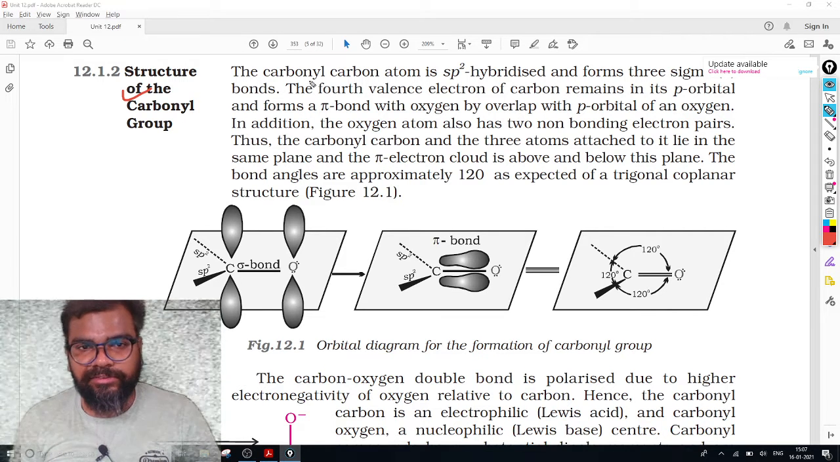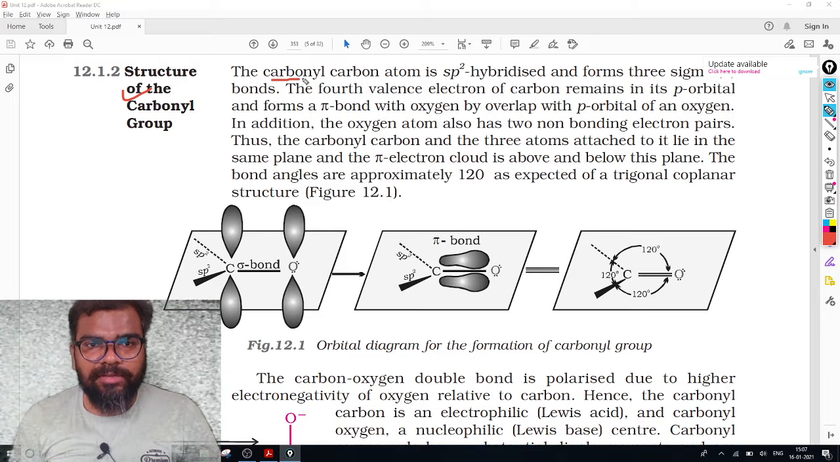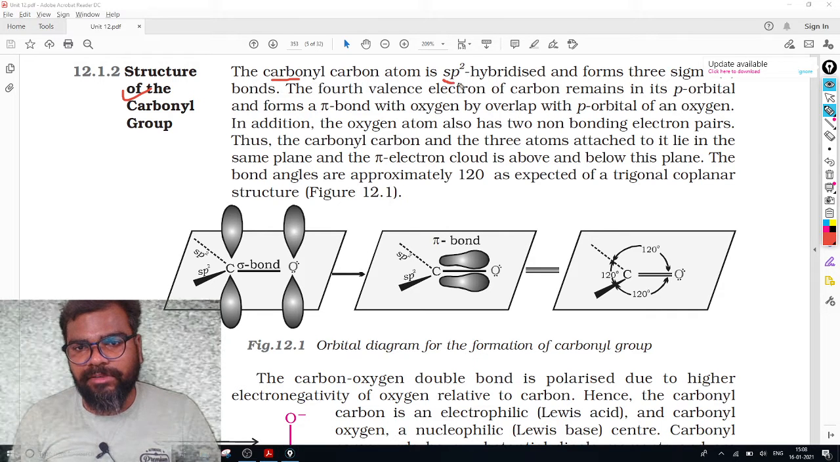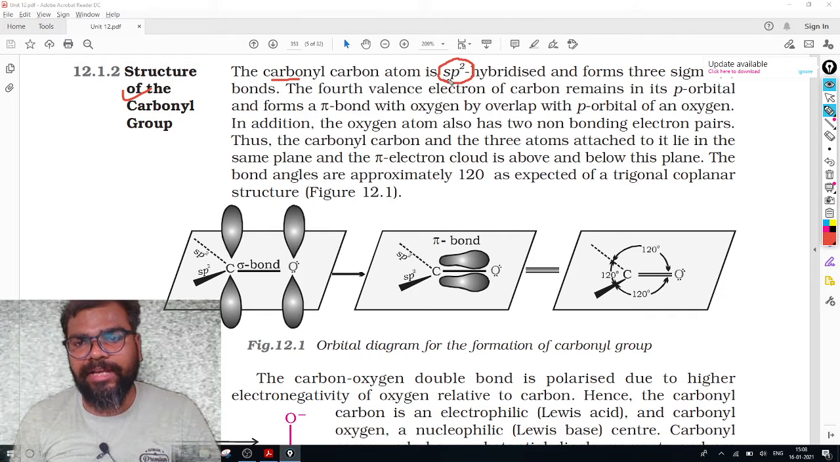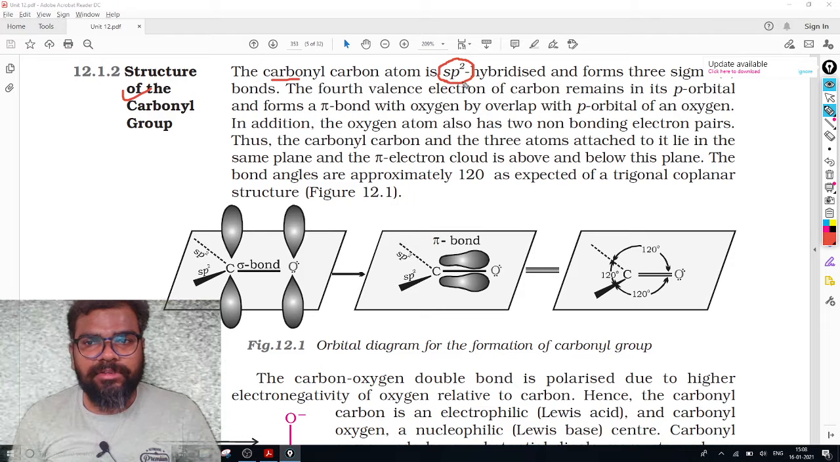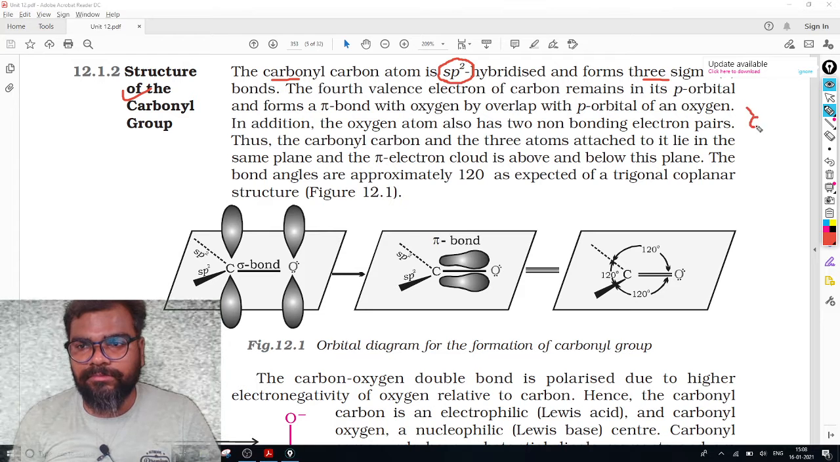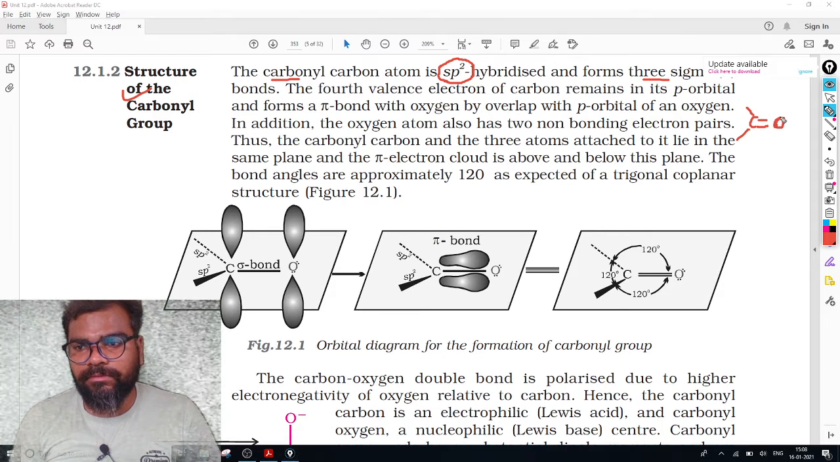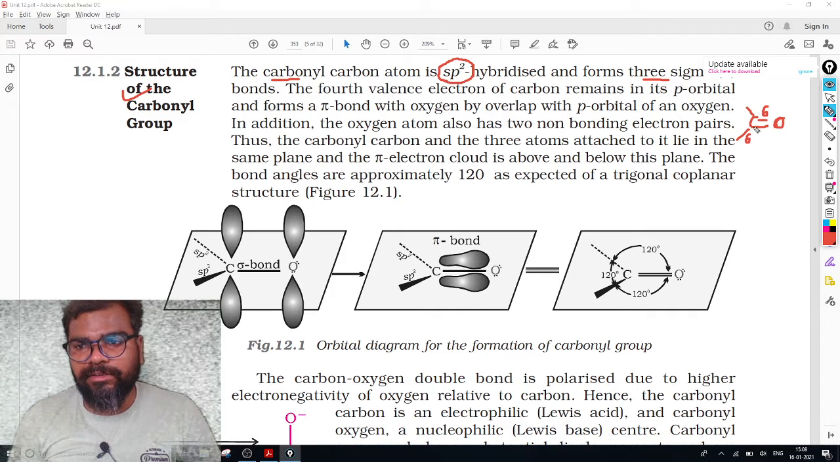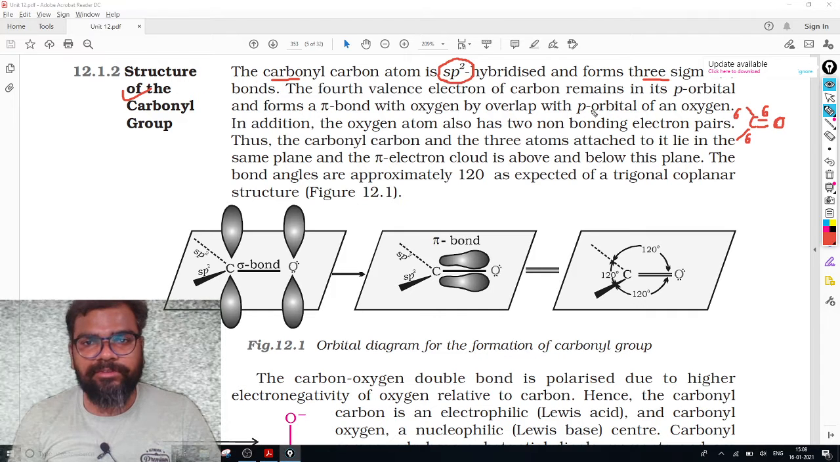First of all, the carbonyl carbon atom is an sp2 hybridized atom and possesses three sigma bonds. How? You can see over here: one sigma, second sigma and third sigma.